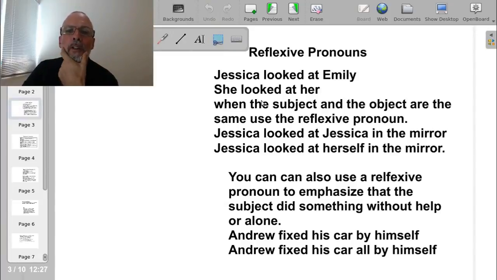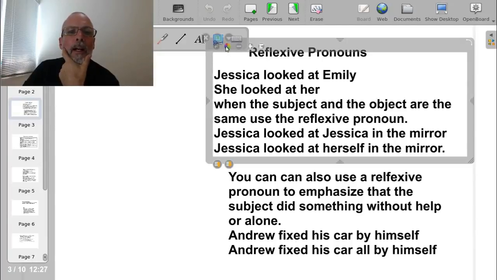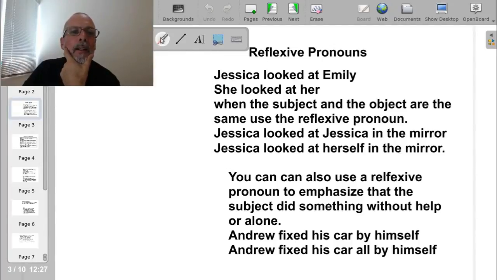Yeah, so here are some more examples. We've got, first of all, we say, Jessica looked at Emily. Jessica and Emily are two different people, so we say she looked at her. She looked at her. So here we're using the subject pronoun, and here we're using the object pronoun.